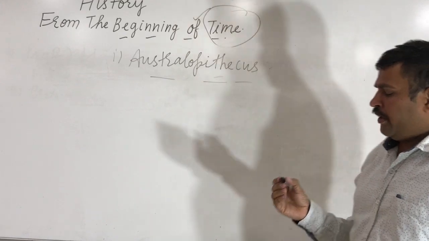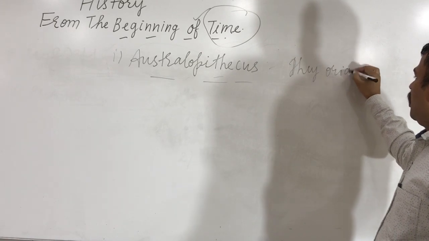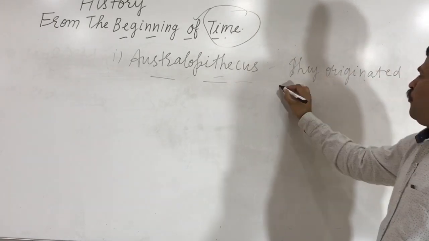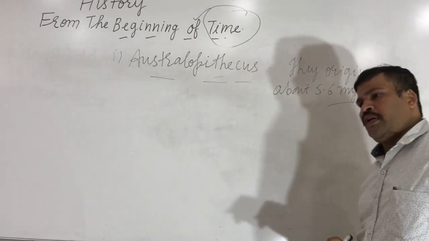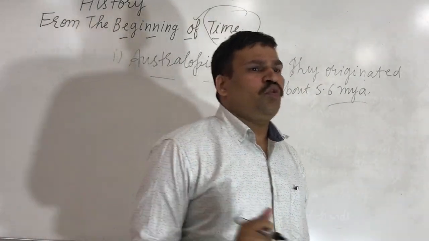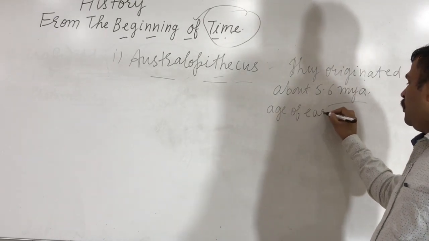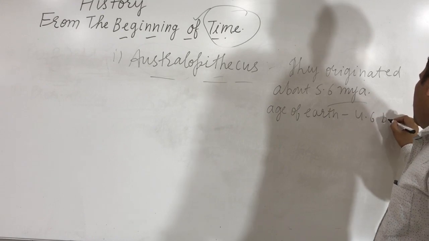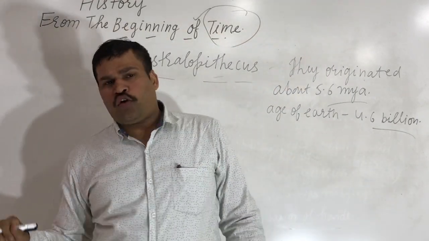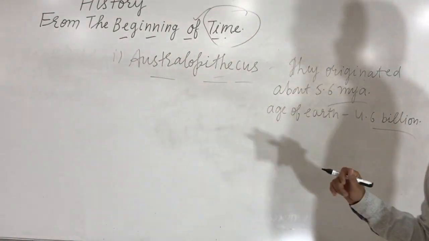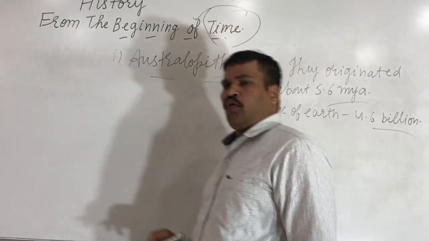This is the most important part. They originated about 5.6 million years ago, that is not so much old. If you compare it with the age of Earth, which is 4.6 billion years, and compare with Australopithecus or human creatures, we are the new ones. We are the latest creature on this earth.